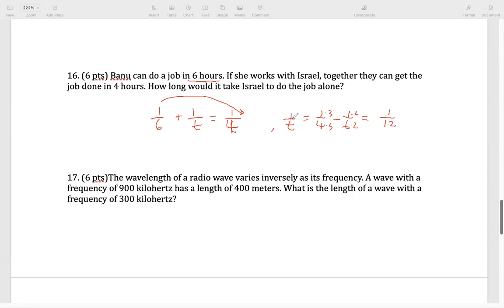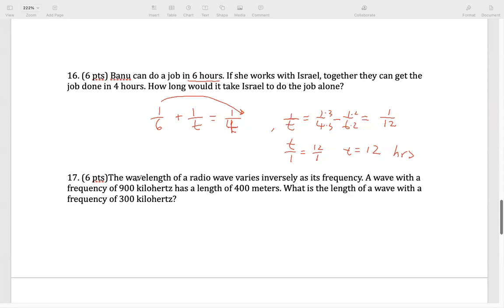Well, that's 1/T equals 1/12. We flip over, T/1 equals 12/1. For over 1, you should just not write it. So it's 12 hours. If Israel worked by himself, it would take him 12 hours to finish.